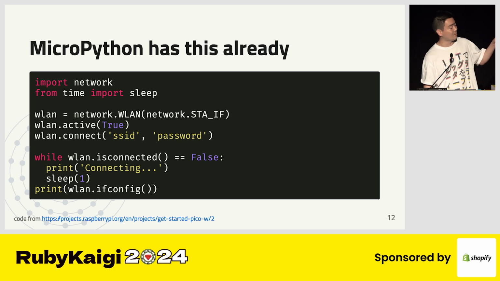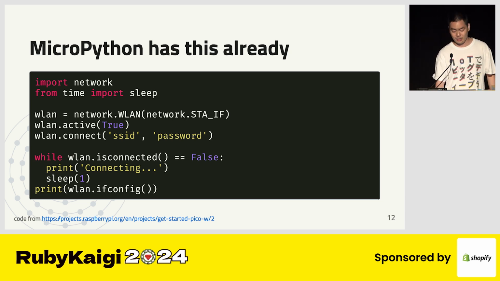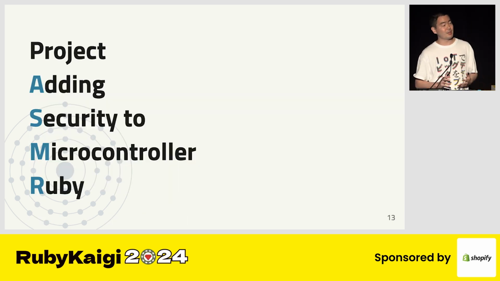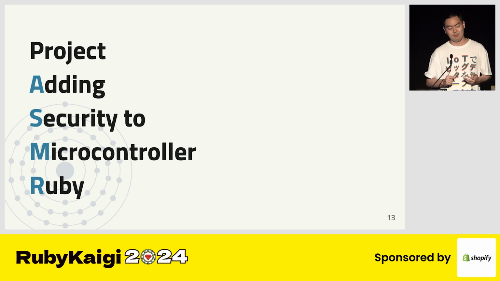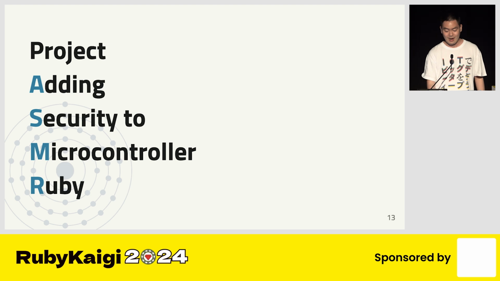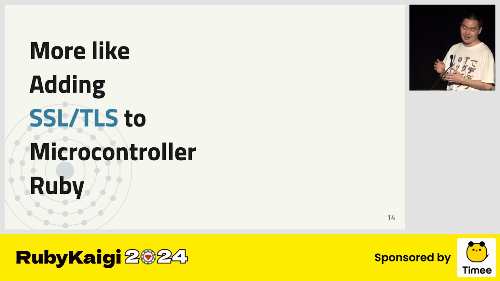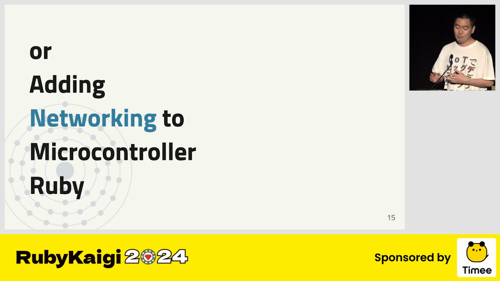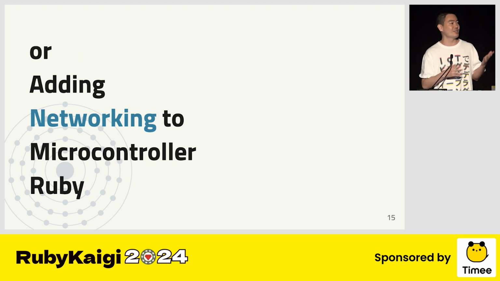And this is how MicroPython connects to the Wi-Fi access point. So we wanted something similar to this, so I started the project ASMR, or project adding security to microcontroller Ruby. Actually, it's more like adding SSL/TLS to microcontroller Ruby, or more accurately, it's adding networking to microcontroller Ruby, but this doesn't have any meaning value, so I changed the title to this.